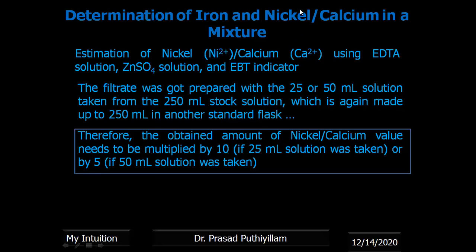So this is how we can estimate the iron and nickel mixture, or iron and calcium mixture, by gravimetry, followed by the volumetric or titrimetric method with the EDTA, zinc sulfate, and EBT solutions. I hope you understood the theory part of this experiment. In the lab, you can perform it well, and you will get accurate results.